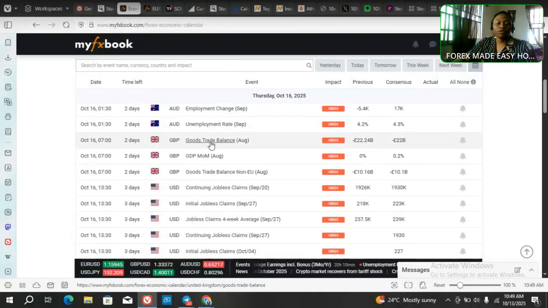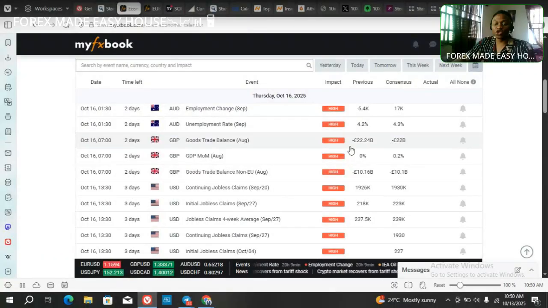So over here we have, on the London session on Thursday, the trade balance for the Great Britain pound. Trade balance has to do with total imports minus total exports. When there is high import, it is bad. When there is high export, it is good. So far, you know that Great Britain doesn't have natural resources. Most of the products they use are imported. They don't really manufacture much because they don't have a lot of raw materials.